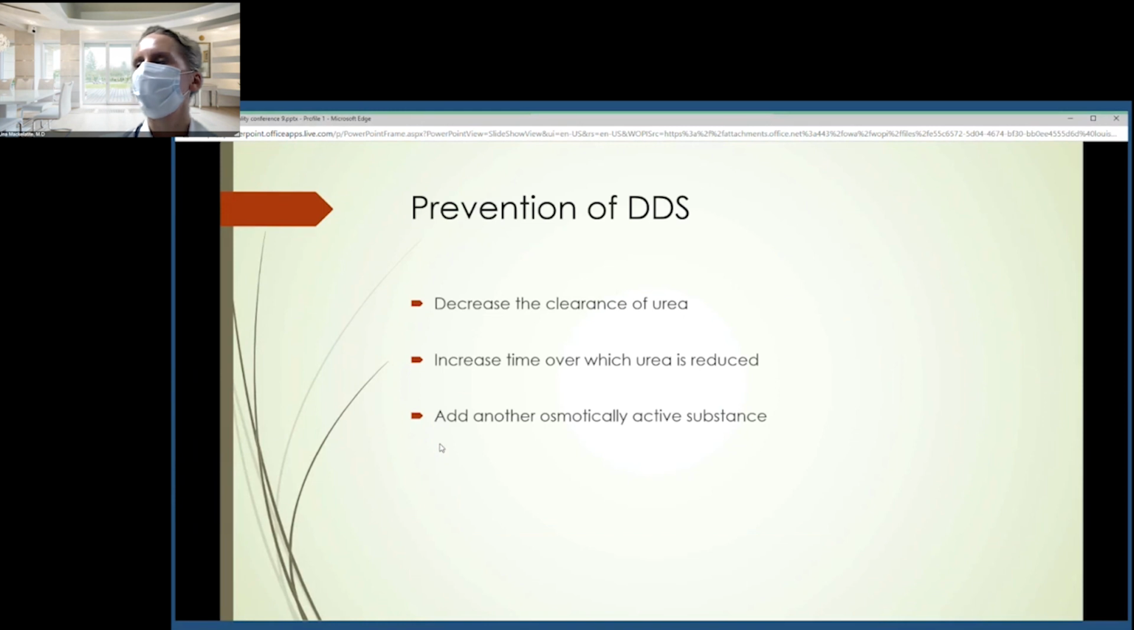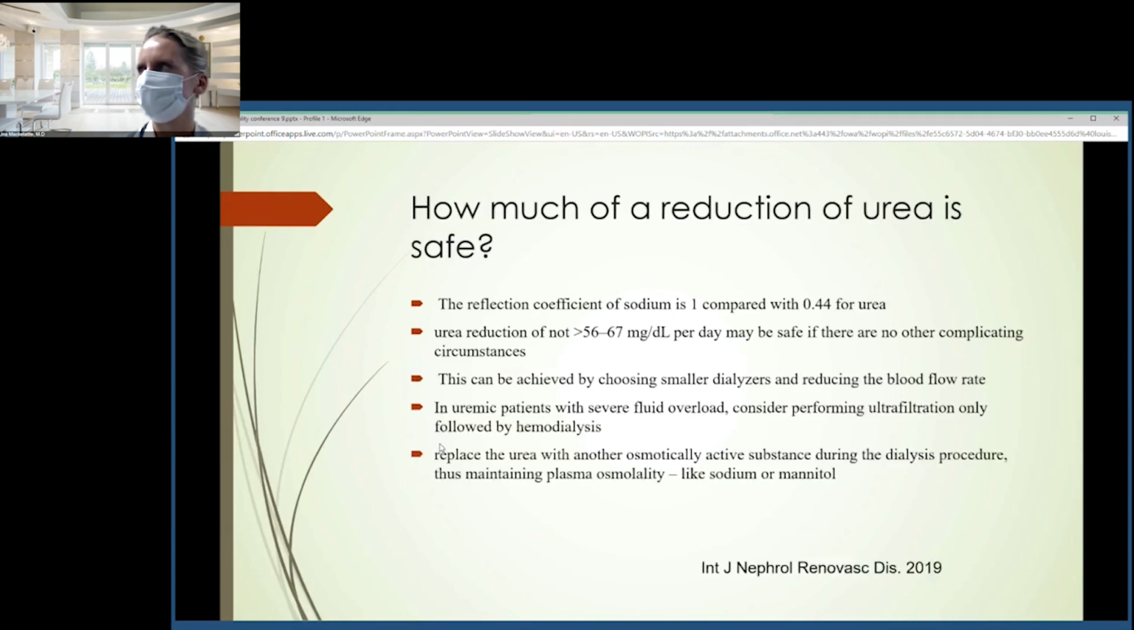And then add somehow a never osmotically active substance to the blood. So how much of a reduction of urea is actually safe? You can correct urea a little bit faster than sodium, and you're not going to get into trouble because the reflection coefficient is 0.44. So it's just permeability into the cells. So you can correct urea a little bit faster than sodium and not get into trouble. And still, the number is somewhere between 56 to 67 per day if there are no other complicating factors.